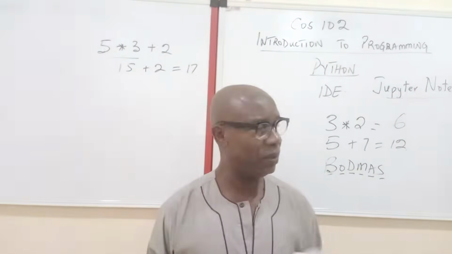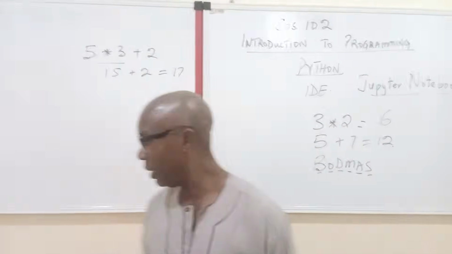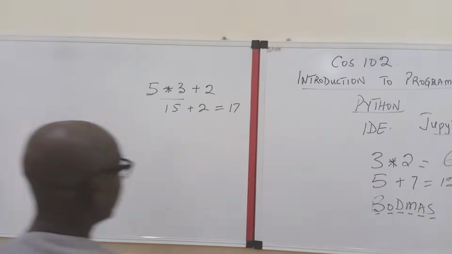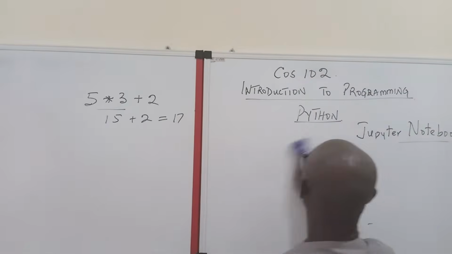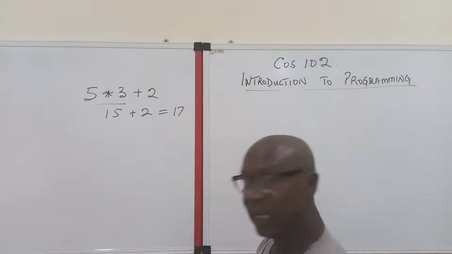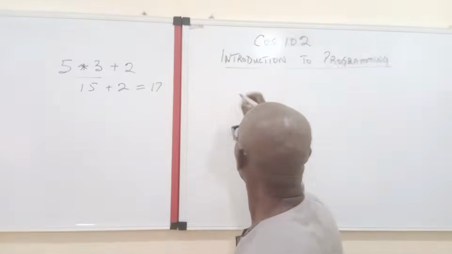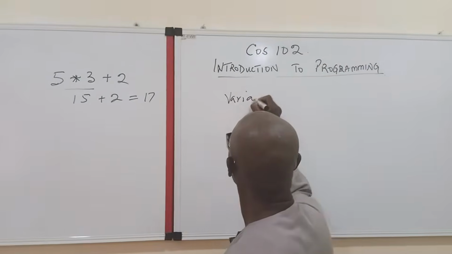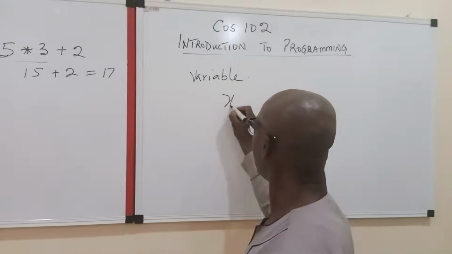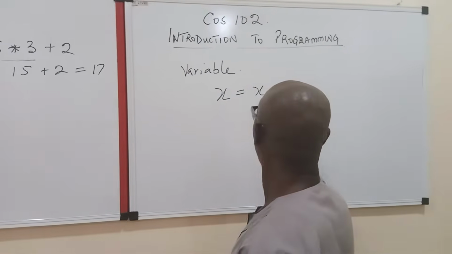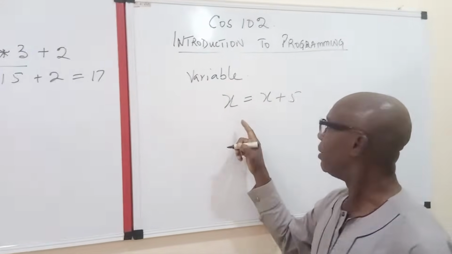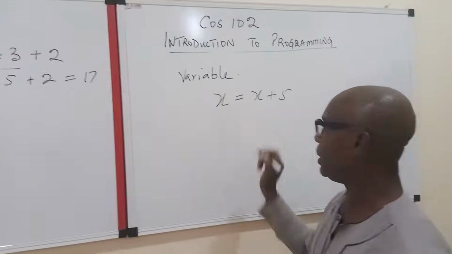Now, one key concept we have in programming is a variable. What do we mean by a variable? It's a key concept in programming. What is a variable? Now, in mathematics, if we have x equals x plus 5, this is not obtainable in mathematics. But in programming, this is obtainable.